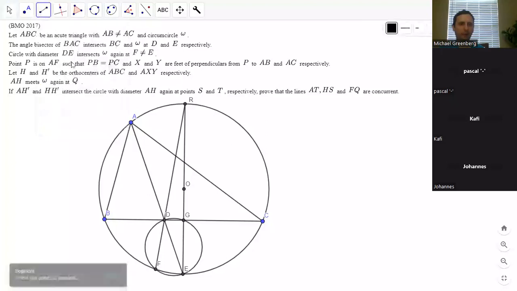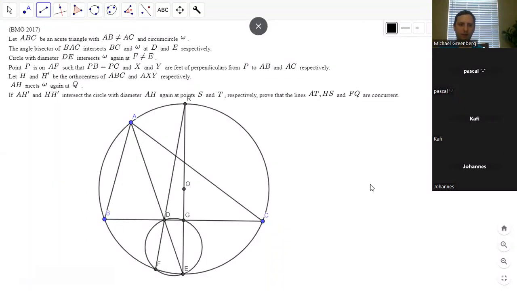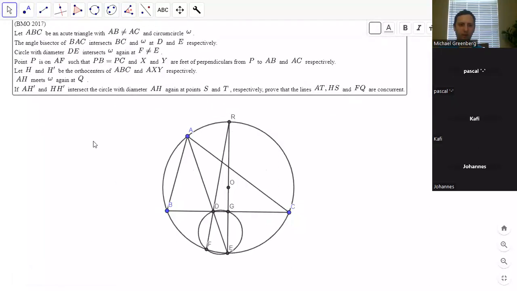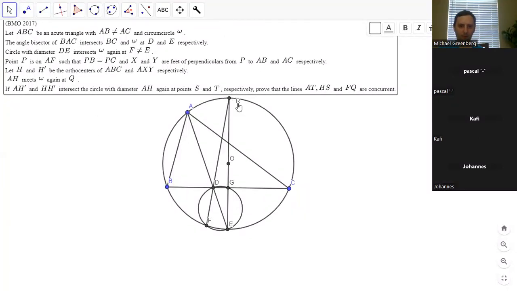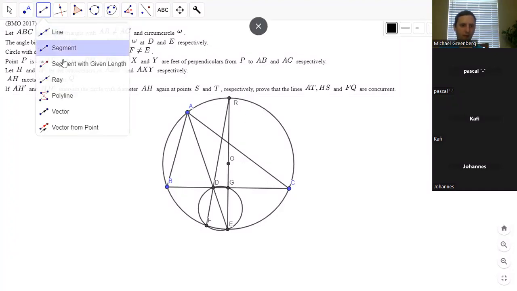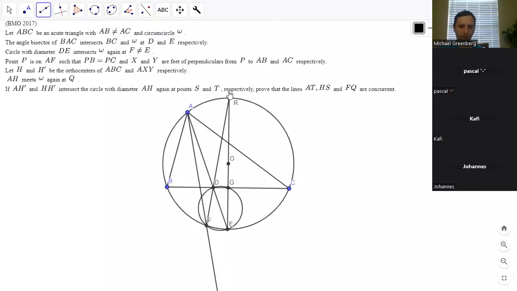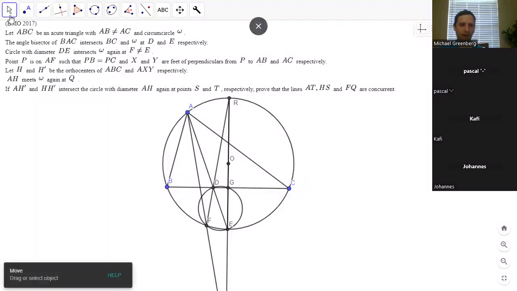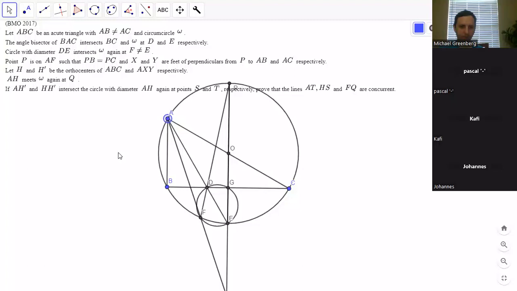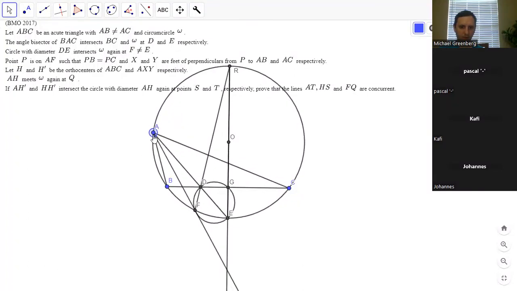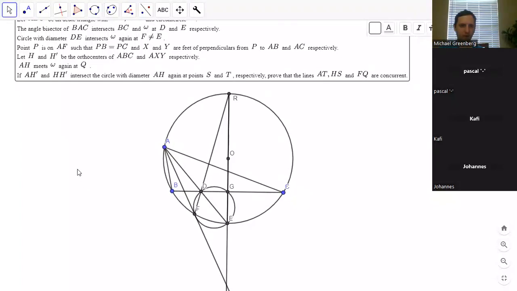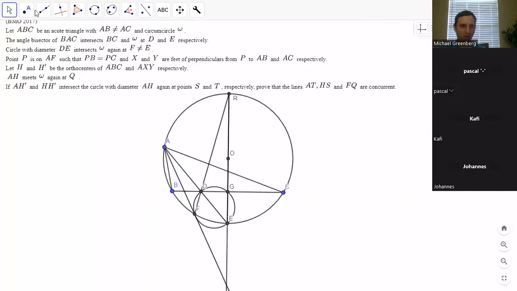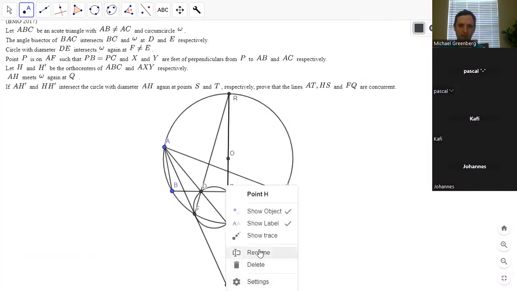So P is on AF, so that PB equals PC. Okay, so we're going to want to intersect AF with this diameter. Sorry, the problem here takes up a lot of space, but let's move R down and let's intersect those two. So this and this will intersect at a point P. Okay. So that's P.